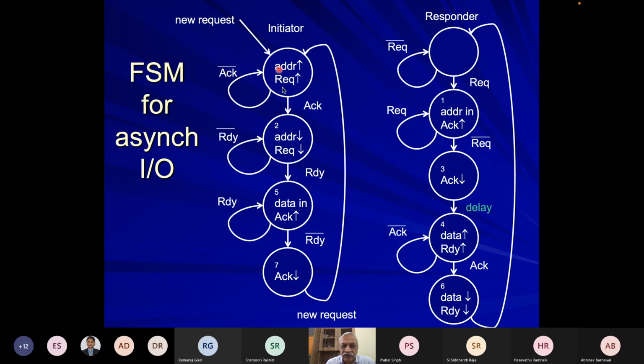So as long as acknowledgement is 0, you repeat in that state, and when acknowledgement is 1, you move to the next state. Here you can remove the address from the bus, that is, the bus is released and request is made 0. Then you're waiting for ready to be 1. Then when ready is 1, you accept the data. I'm showing a read operation. Data is taken in and acknowledgement is made 1. You need to be in this state till ready becomes 0. At that point you lower your acknowledgement and you are ready for the next transaction.